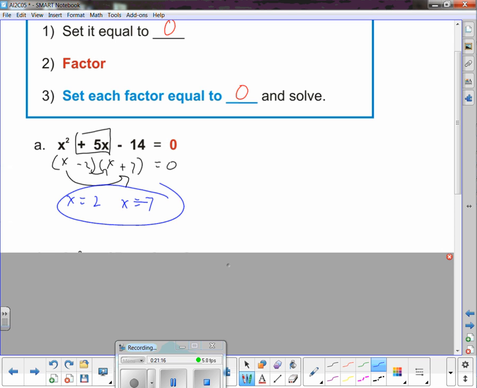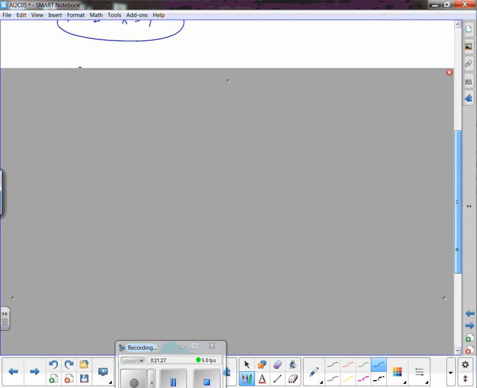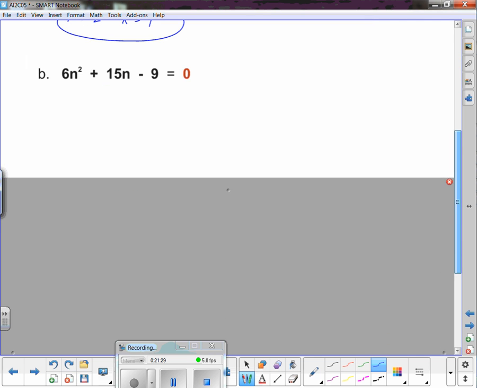How many got that correct? All right, much better than 5. Awesome. Now we're rolling. All right. So x equals 2, x equals negative 7 as you factor that and set it equal to 0. All right. Try B. Try B.